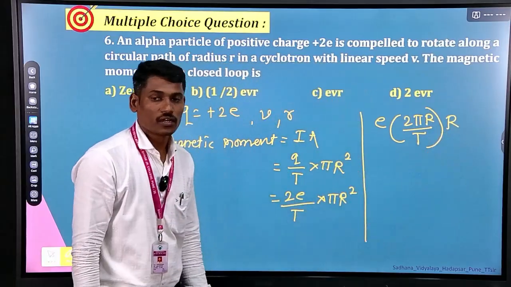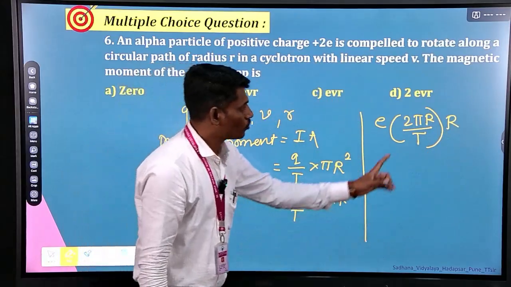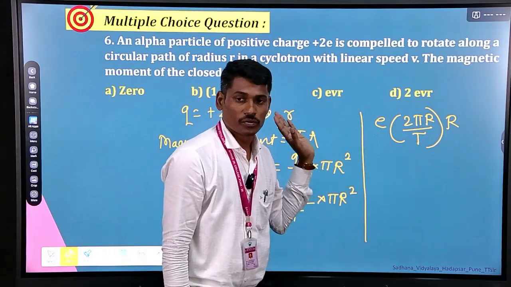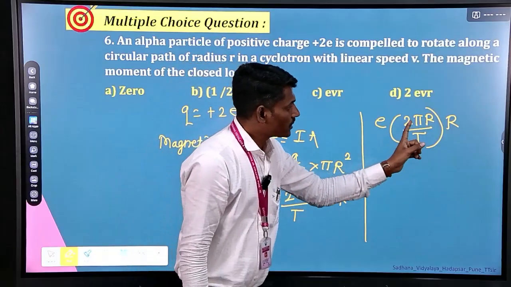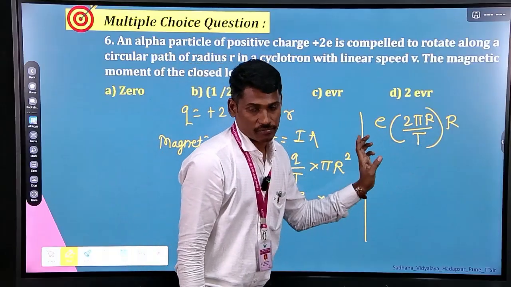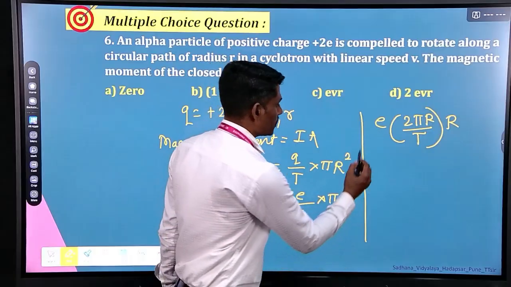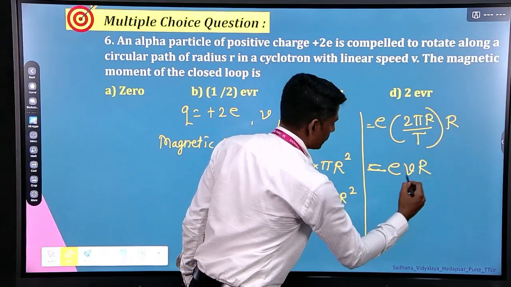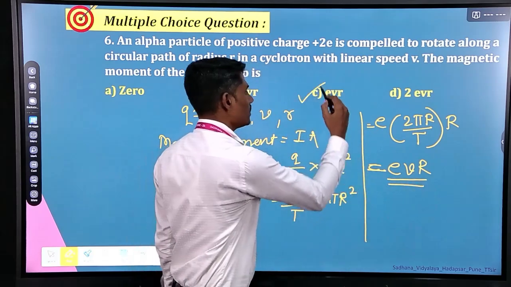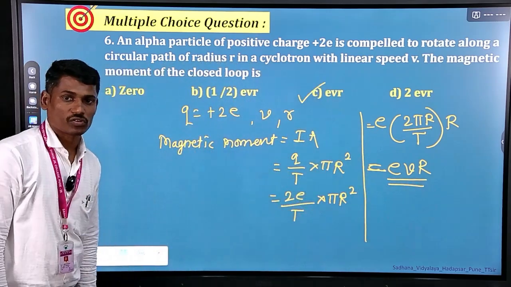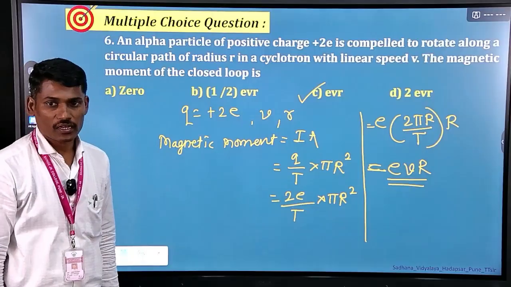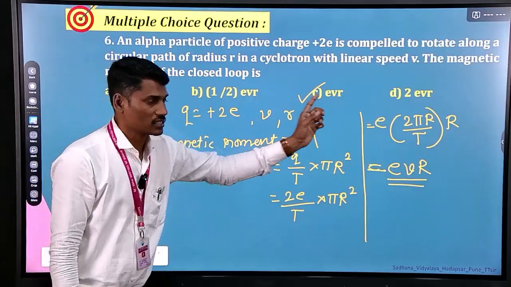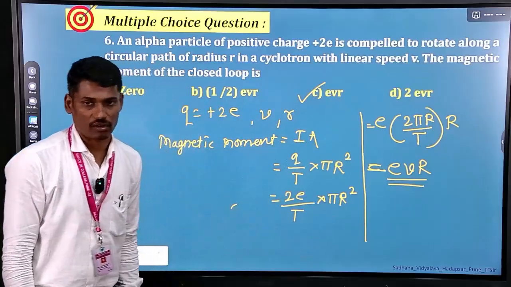r. Okay, now what is the bracket here? Bracket 2 pi r, this is the circumference of the circular loop or closed loop. That means this is the distance divided by time, that means this is the velocity. So here we get the answer evr, right? This is option C. The correct answer of this MCQ is C, evr. It is a simple formula for magnetic moment; we only had to rearrange it according to how the options were given.